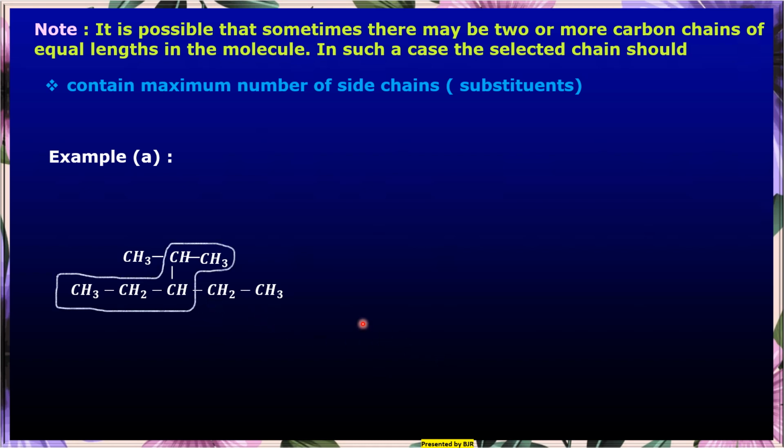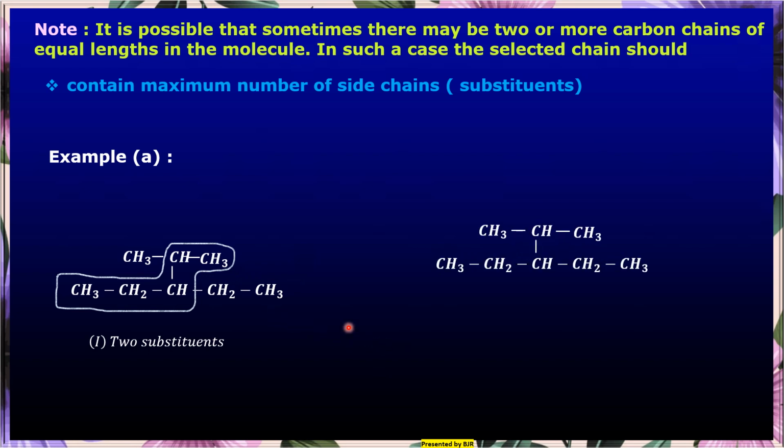See here, if I select this as the parent chain, the number of side chains to this parent chain is 2 here. One methyl group is there and one ethyl group is there. So 2 substituents are there in this selection. If I select this carbon chain as the parent chain, in this case, there is only one substituent.